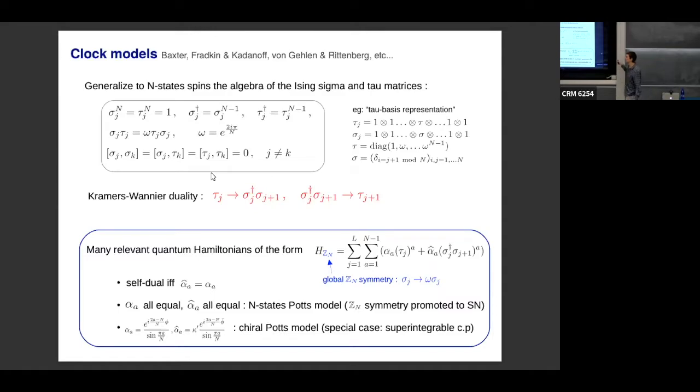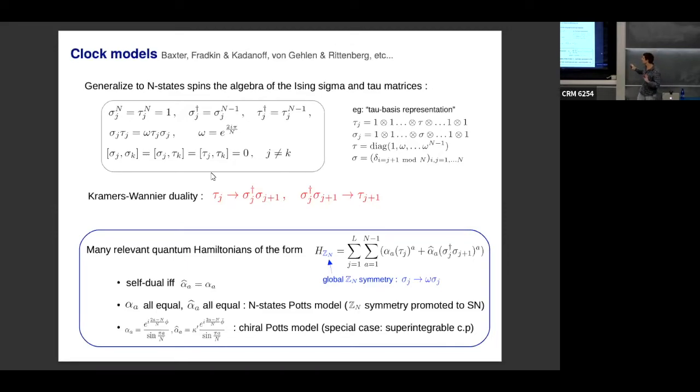And again, for these matrices, you have a Kramers-Wannier duality, which acts as follows. So it's a generalization of what you have for the n equals 2 case. Now, tau gets mapped to sigma dagger sigma, which itself gets mapped onto tau on the next site. And these have been used a lot. There are many relevant Hamiltonians which you can find around the literature. They're also related to parafermions.